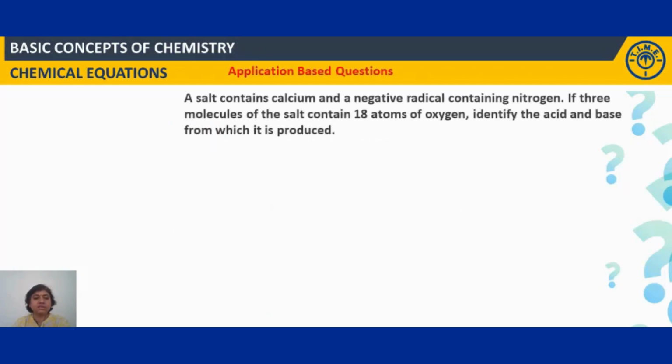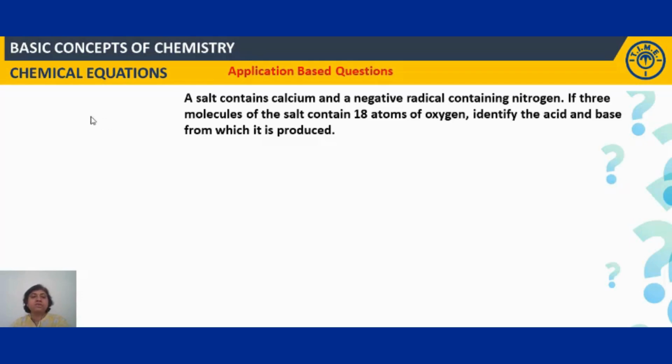Next question is, a salt contains calcium and a negative radical containing nitrogen. If 3 molecules of the salt contain 18 atoms of oxygen, identify the acid and base from which it is produced. Okay, so let us work out. For this, first we have to identify the formula of the compound. Then we can identify which acid and which base it is produced from.